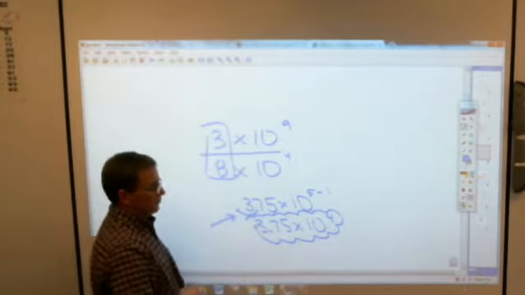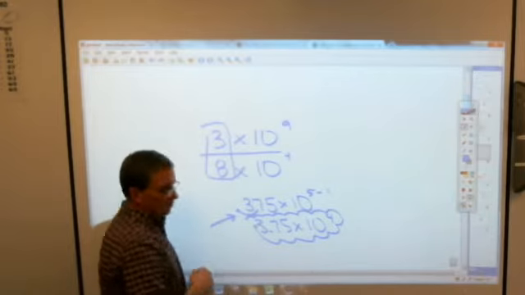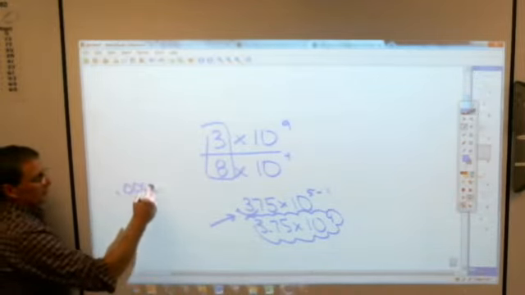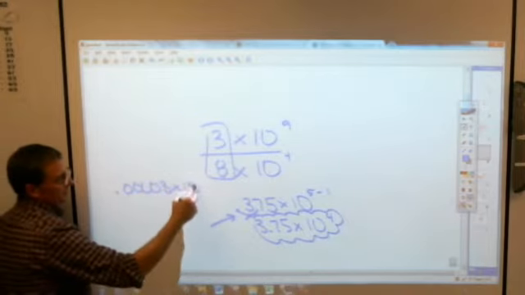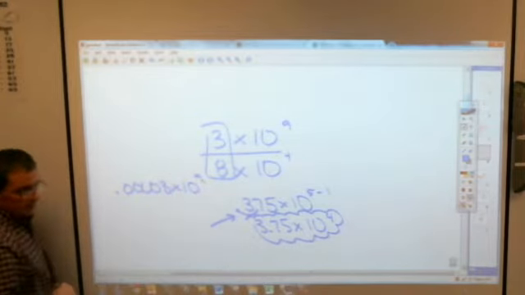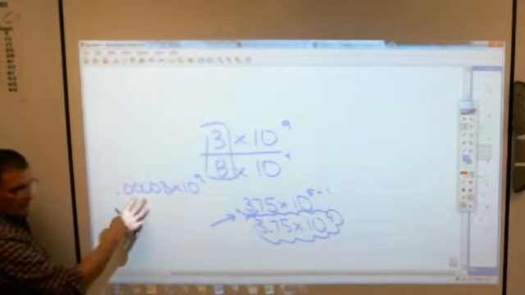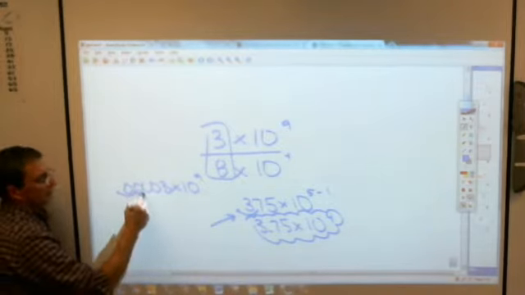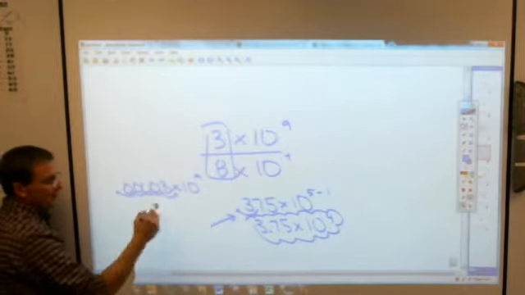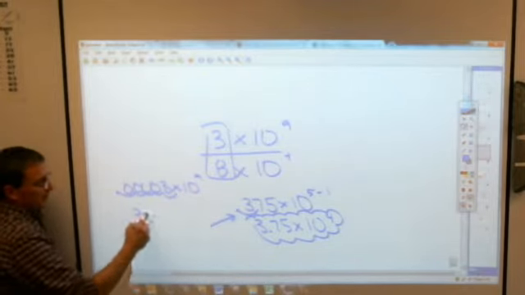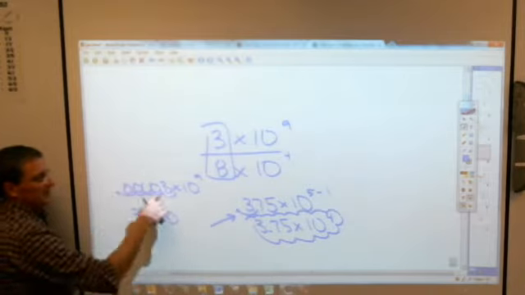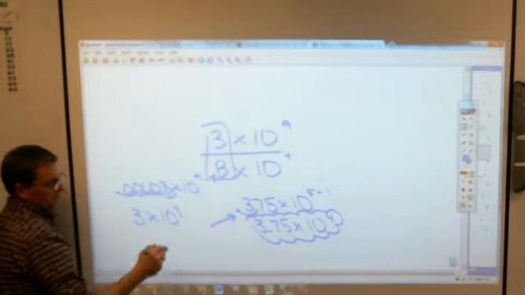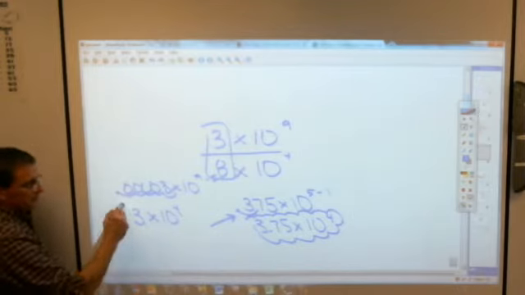I don't know if that would ever happen. You'd have to get a whole bunch of zeros. You'd have to get something that looked like this. If you got 0.0003 times 10 to the 9th power. If I said change that to scientific notation, what would you have to do? Well, you'd have to move the decimal 1, 2, 3, 4, 5 places to get it to be a 3 times 10. I made this bigger, so I have to make this 5 smaller. And it would end up like that.